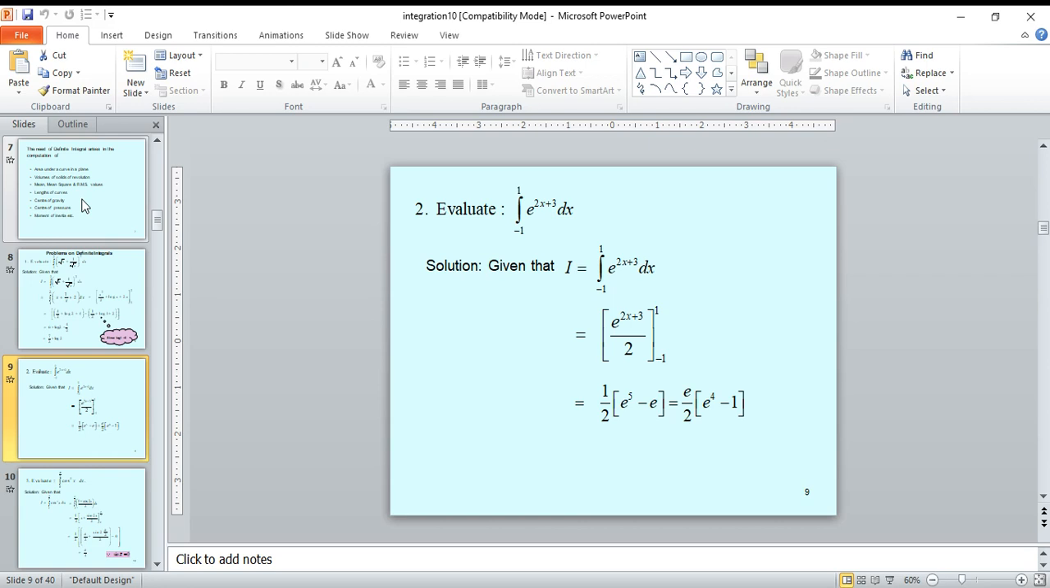This is also the same as the previous way. Last problem.